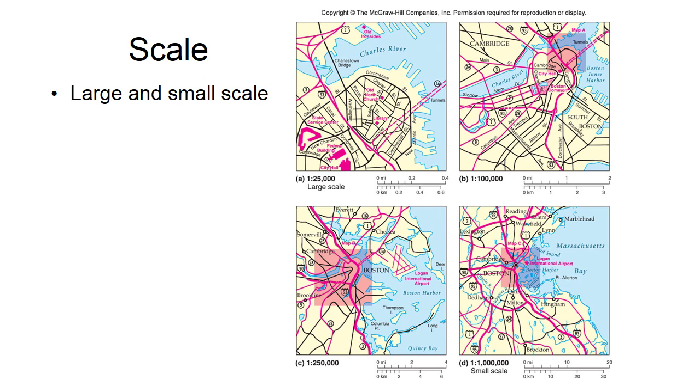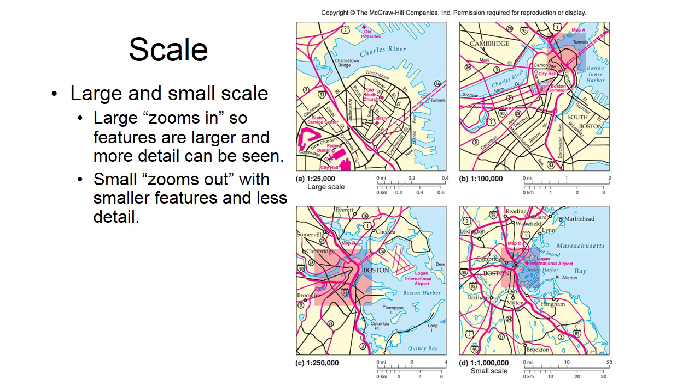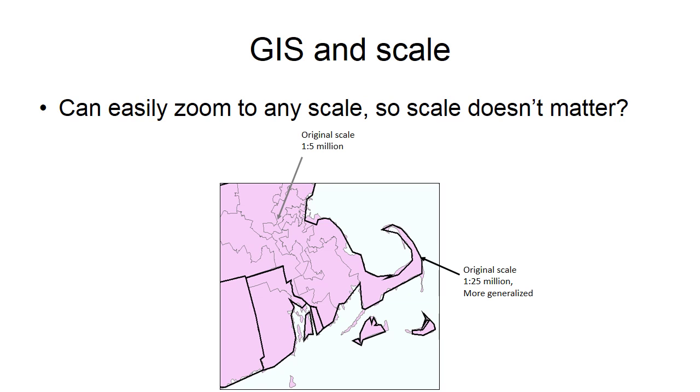Large and small scale are another use of the concept of map scale. In this context, large scale maps zoom in so features are larger and more detail can be seen, while small scale maps zoom out with smaller features and less detail. A large scale map of central Boston, for example, might show most streets and important buildings, while a small scale map would zoom out to eastern Massachusetts and show all of Boston as a mere dot and only major highways leading to the city.